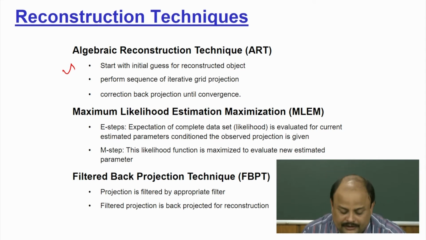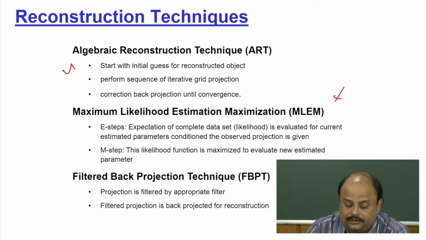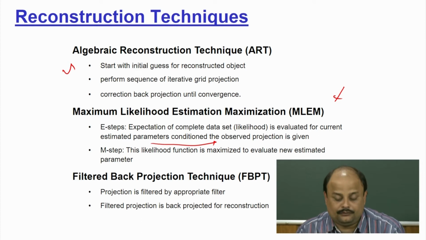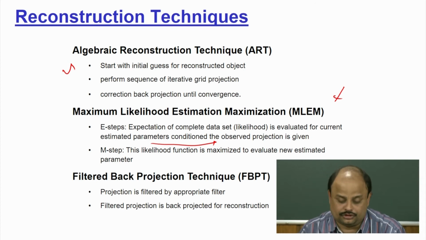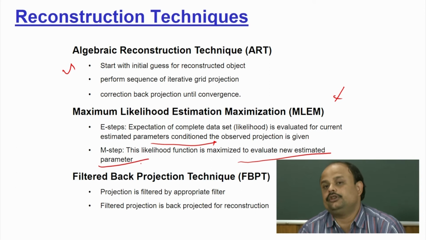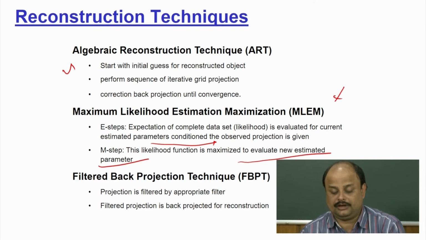Then there is the maximum likelihood expectation maximization method. In the expectation step, the likelihood of the complete data set is evaluated for the current estimated parameter condition, given the observed projection. So, we first see what the estimated parameter condition is, and based on that, we get the observed projection. Then in the M step, this likelihood function is maximized to evaluate the new estimated parameters. This step keeps on repeating till you get a converged solution.